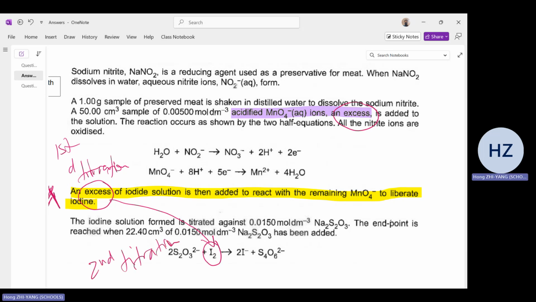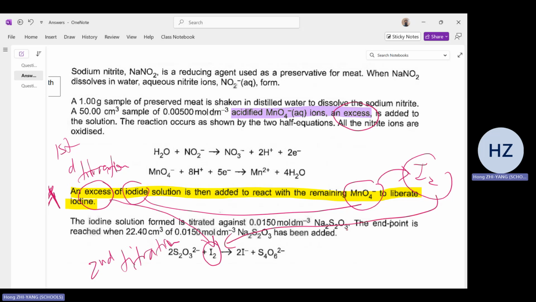This is the second titration. The first titration is trying to react iodide with manganate and turn it into iodine. This iodine appears here. And then you use thiosulfate to react with the iodine. So how do you see the link from iodine to manganate? It's because iodine is the product from the iodide and manganate. So you work backwards, find the mole ratio, and that's how you link up iodine with manganate.